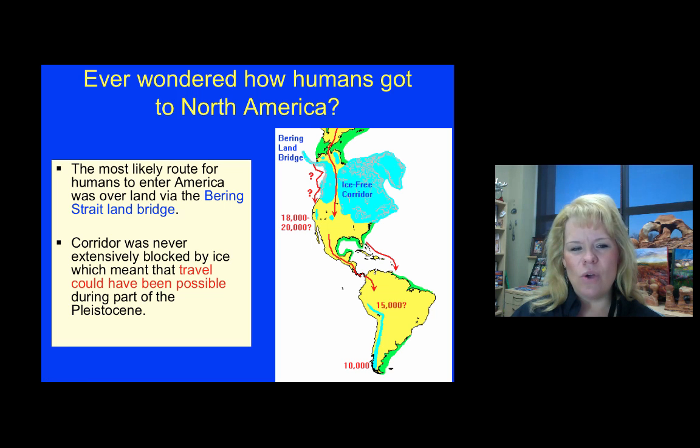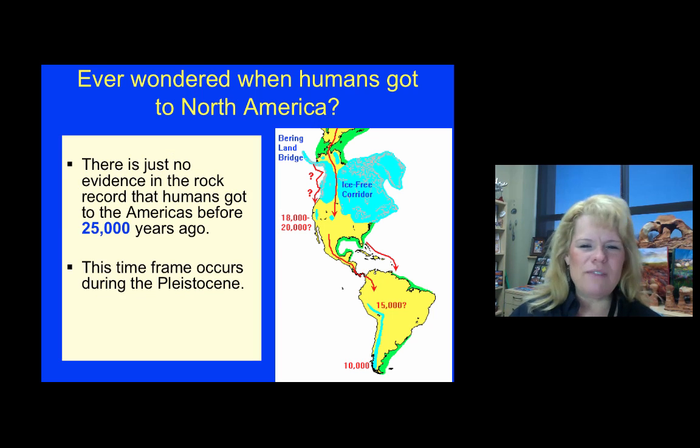Nevertheless, we know that the corridor was never blocked by extensive ice because we can actually go look at the rock and bedrock for striations and so forth. So we know humans and animals could migrate, but that would have been pretty rough. How did they do it? Because this was some seriously difficult times for food resources and for shelter.